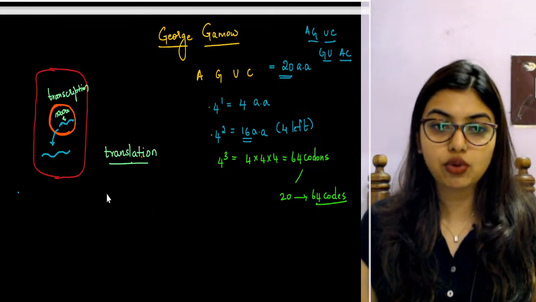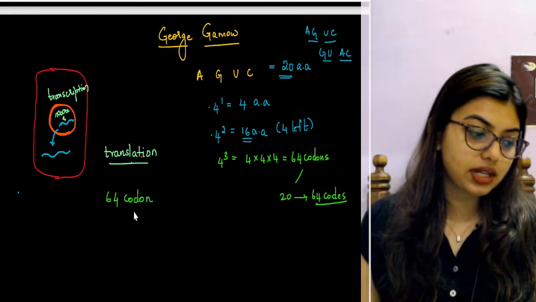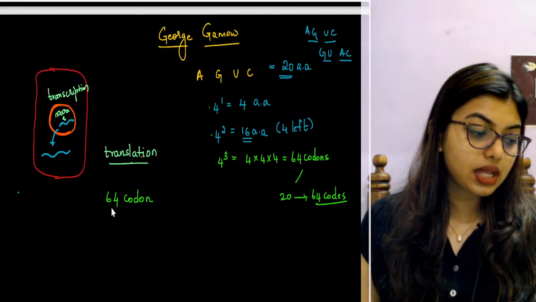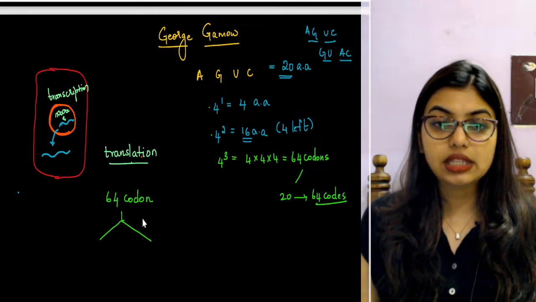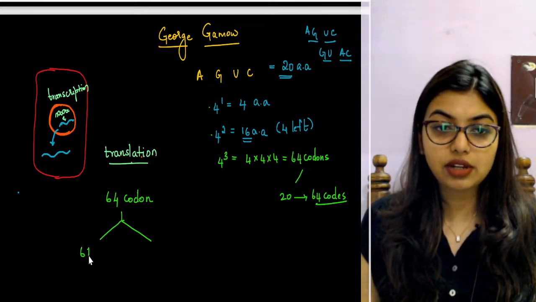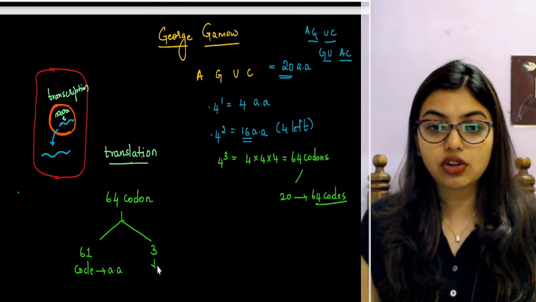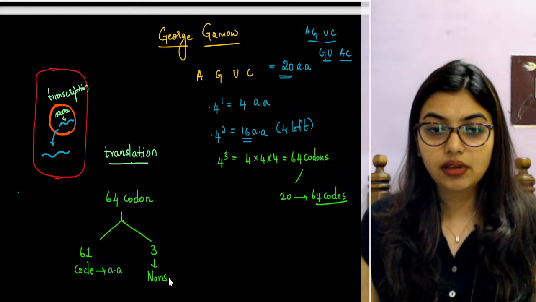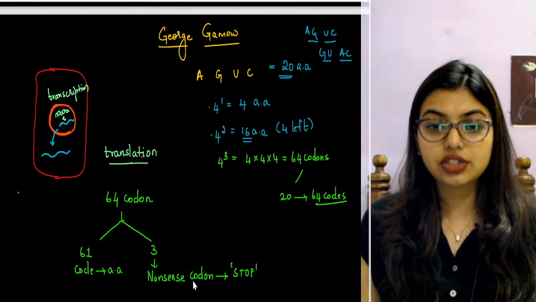Now in the 64 codons, students, what is a codon? I just told you, it is present on the mRNA. Out of 64 codons, 61 of them are going to code for amino acids, but 3 of them are actually nonsense codons. Why am I saying nonsense codon? Because they are not going to code for any amino acids. They are actually stop codons.